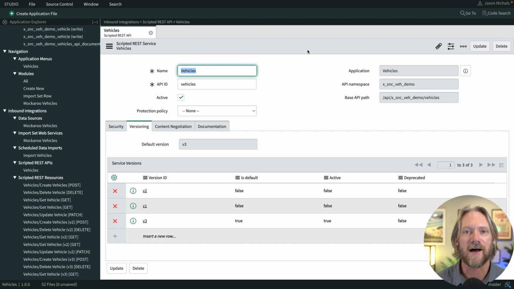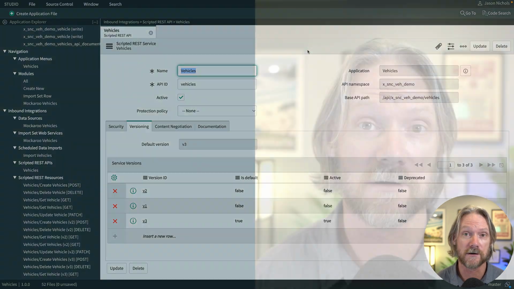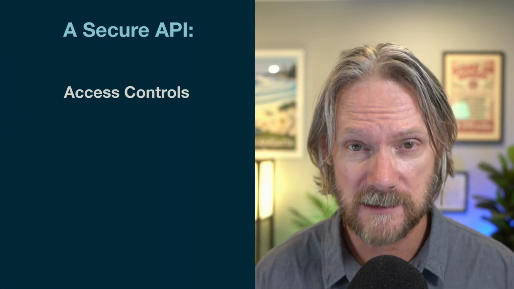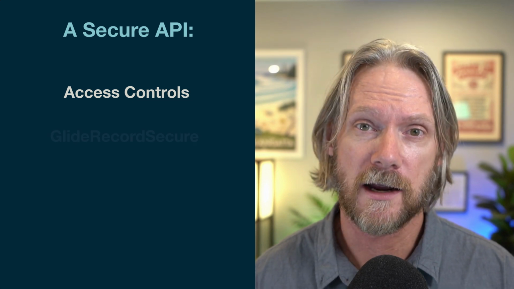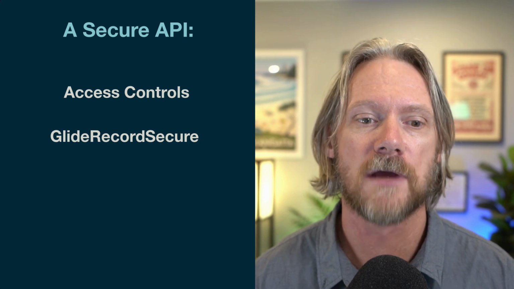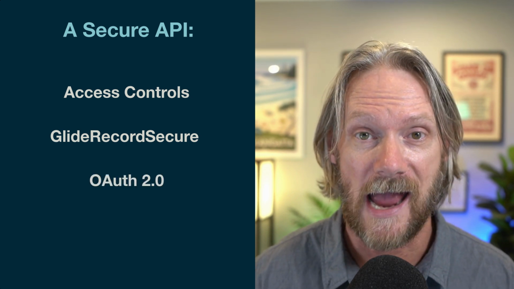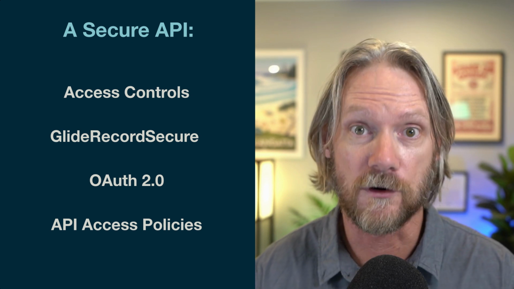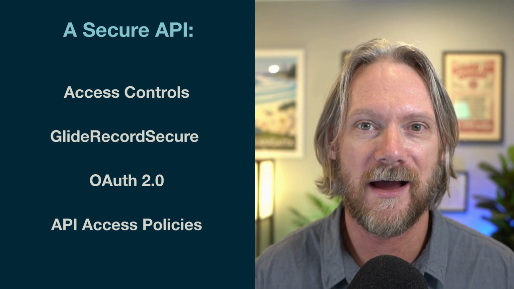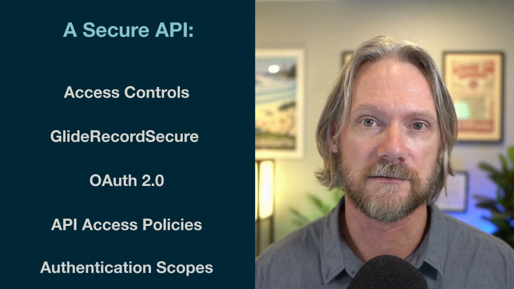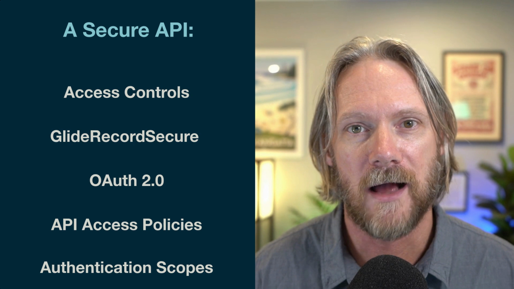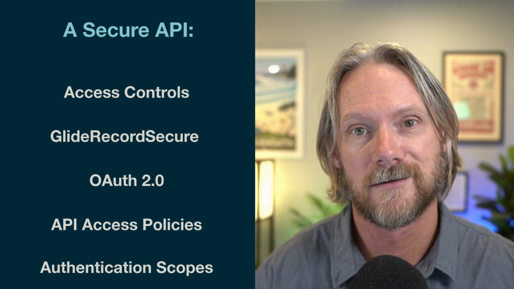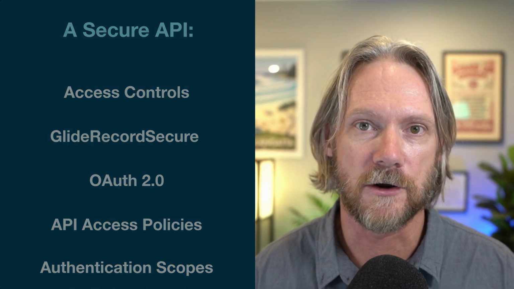So now we've come so far with our API. We've iterated through three different versions. We've gotten to a point where our third version of our API is pretty secure. We've got access control rules for the API, for the resources in the API, for the table. We're using Glide Record Secure to enforce those table access control rules. We're using OAuth to authenticate using temporary access tokens rather than permanent account credentials. We're using API access policies to enforce the use of OAuth to connect to our API. And finally, we're using authentication scopes to further restrict parts of our API based on what token has been assigned to which authentication scopes.